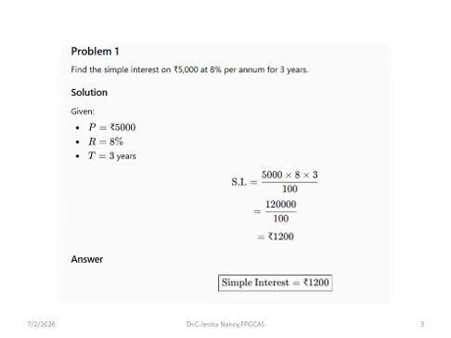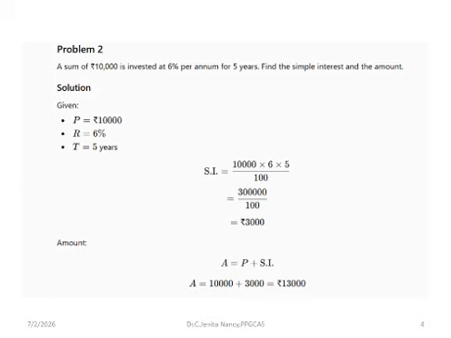Problem number 1. Find the simple interest on rupees 5,000 at 8% per annum for 3 years. Solution. Given principal amount is rupees 5,000. Rate of interest, that is R, is equal to 8%. Number of years, that is T, is equal to 3 years. Therefore, keeping all these, we can find the simple interest using the previous formula, that is P × R × T / 100, which is equal to 5,000 × 8 × 3 / 100, which is equal to rupees 1,200. Therefore, the answer for the question is simple interest is equal to 1,200 rupees.